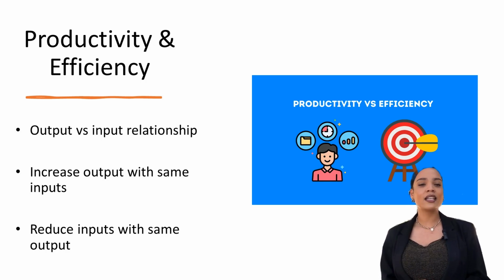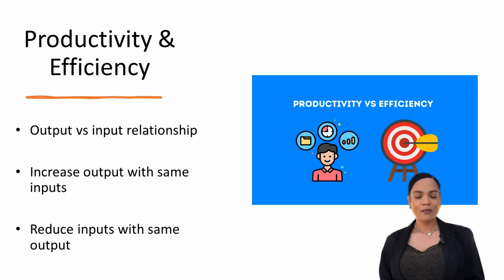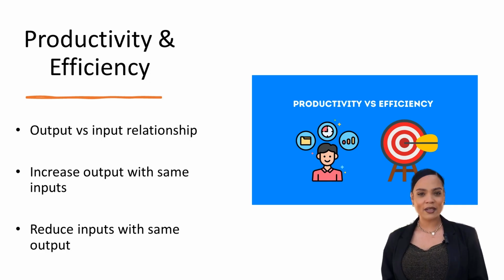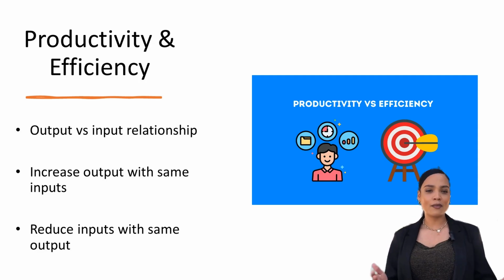This includes reducing waste, minimizing downtime, improving workflow, and ensuring that every stage of the production process adds value. Productivity is the measurement of how efficiently inputs are converted into outputs. This means evaluating how well the production system transforms resources into finished products. High productivity indicates that the production line is achieving maximum output with minimal wasted time, materials, or labor.